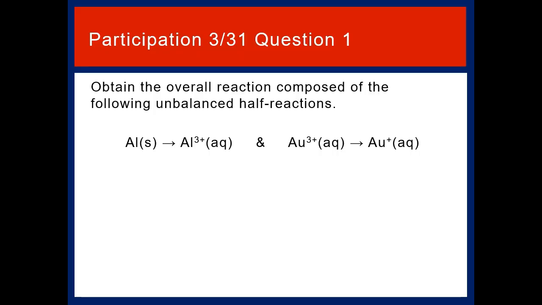Again, obtain the overall reaction composed of the following unbalanced half reactions. It's aluminum solid becoming aluminum cations, and then gold 3 cations becoming gold 1 cations.